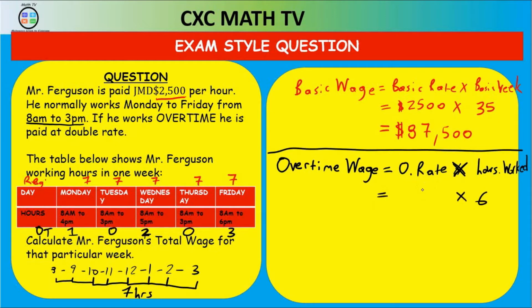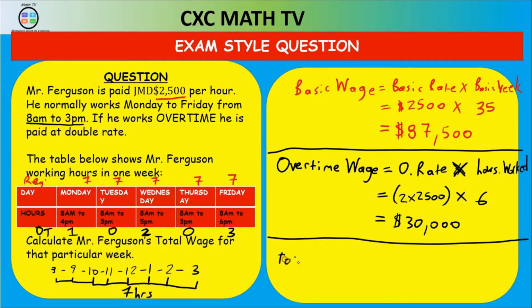So his overtime rate, which is double his regular rate, so 2 times 2,500, we'll multiply that by 6 hours overtime. 2 times 2,500 is 5,000. Multiply that by 6, we get 30,000. Now that we have 30,000, we're able to work out Mr. Ferguson's total wage for the week.